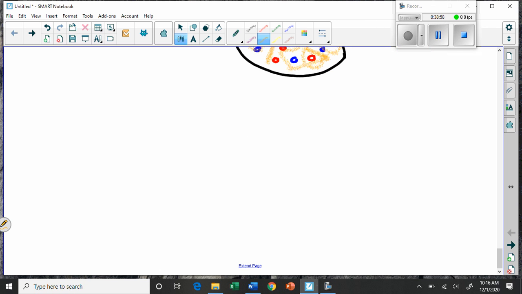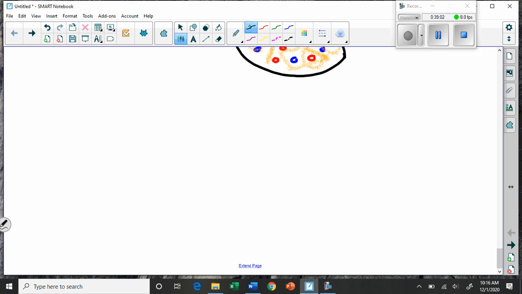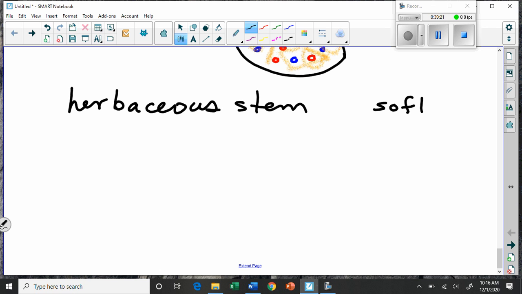There's what we call herbaceous stems. These are soft green stems that you find on flowers, and you find them on lots of plants, right? But you think of soft stems. You could easily chew them. Animals like to eat them.